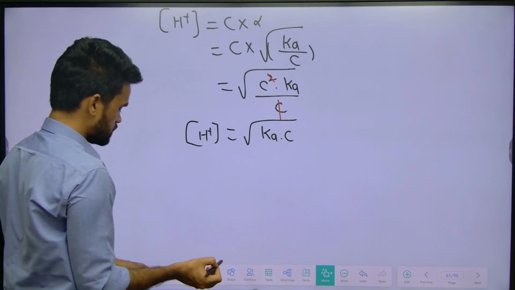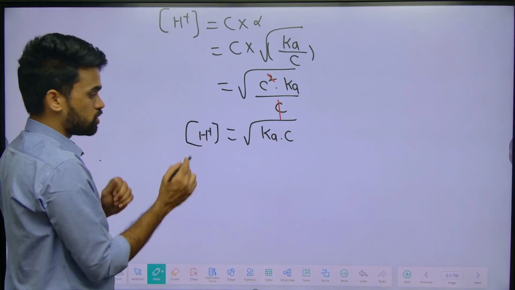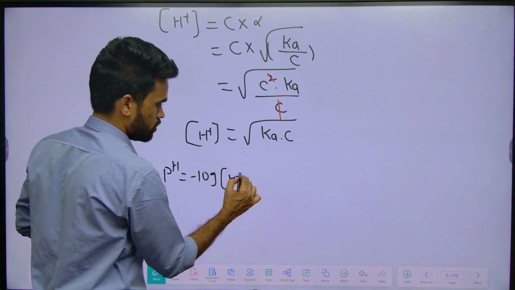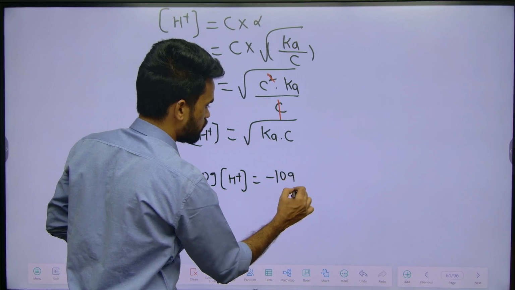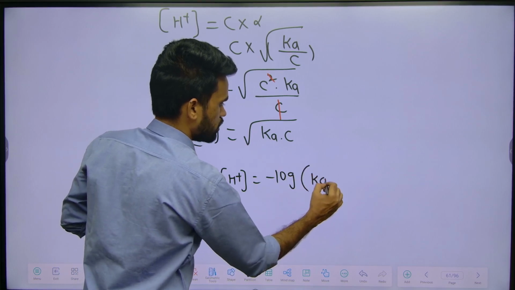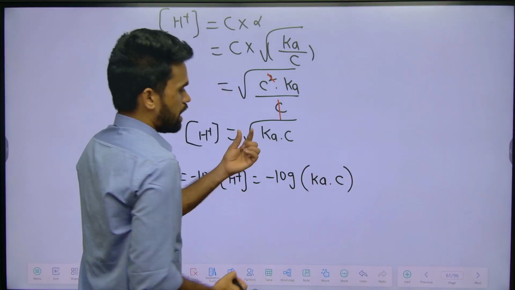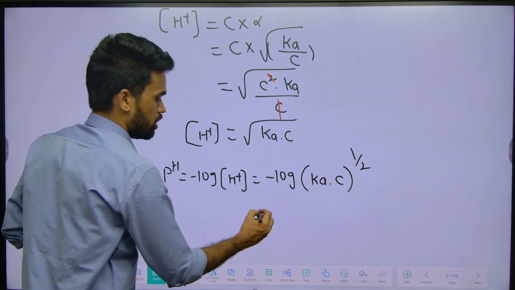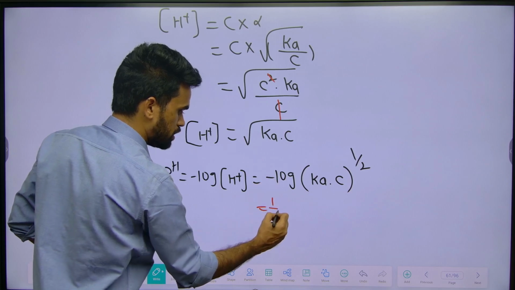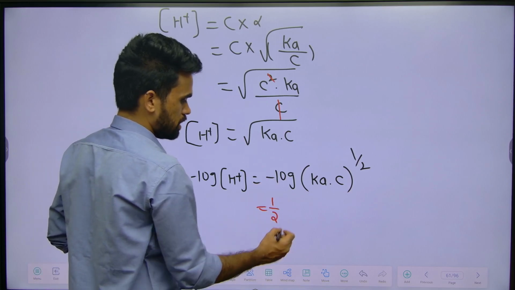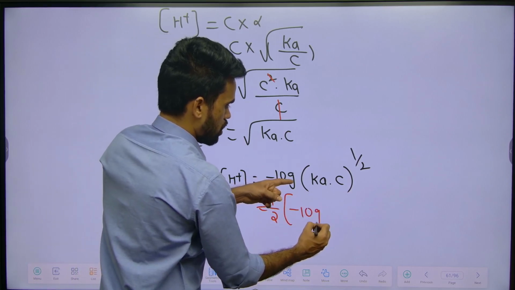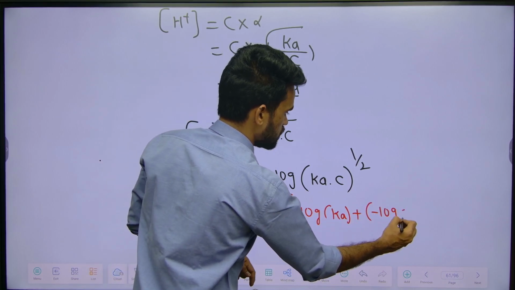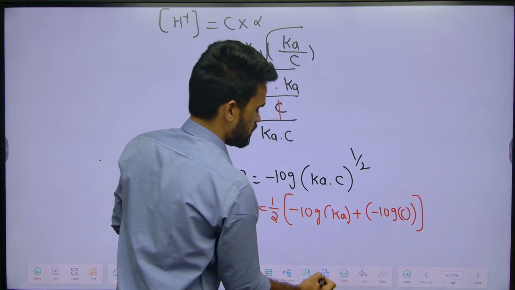Now look at this, apply the pH formula to this. pH is equal to minus log of H plus ion concentration. So this side also, minus log of Ka dot C. I can write a root as 1 by 2 also. I hope you know this, right? So 1 by 2 you can write here. After writing that, this becomes minus log Ka plus minus log C. This is the final conclusion.